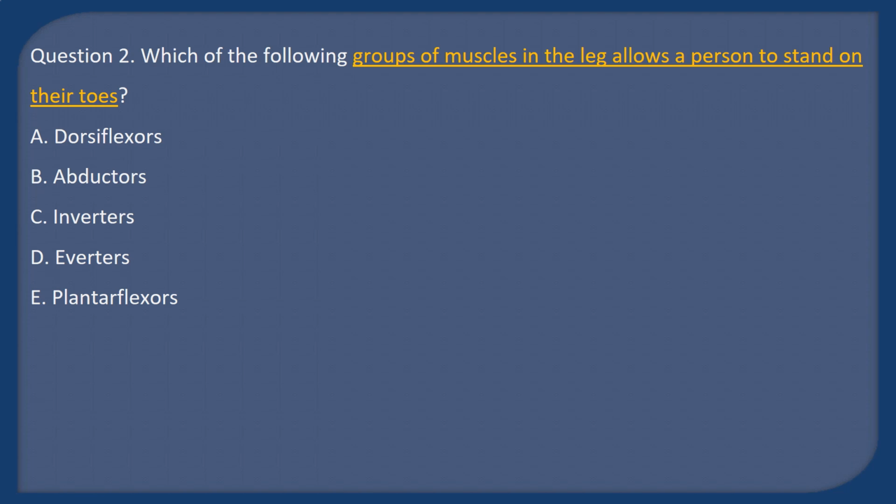Question 2. Which of the following groups of muscles in the leg allows a person to stand on their toes? A. Dorsiflexors. B. Abductors. C. Invertors. D. Evertors. E. Plantar flexors.